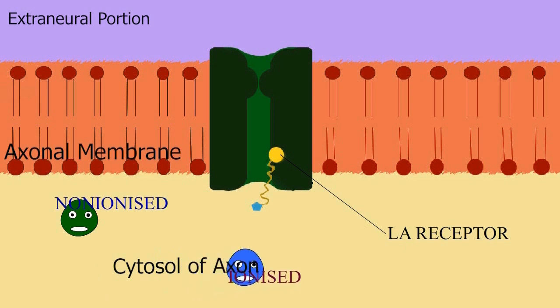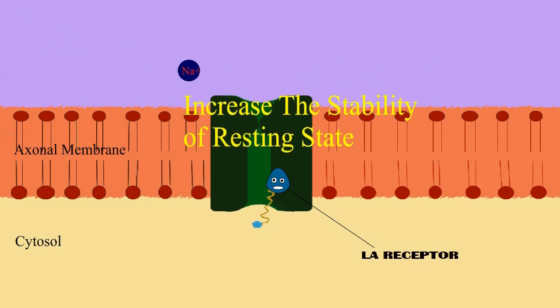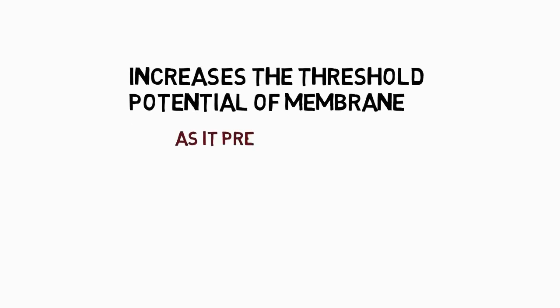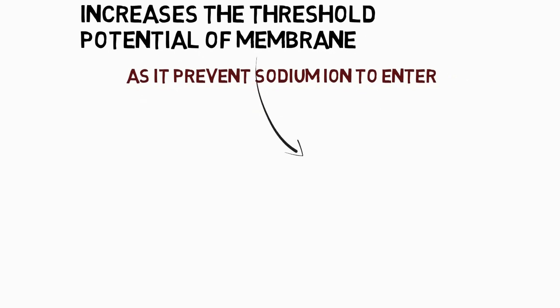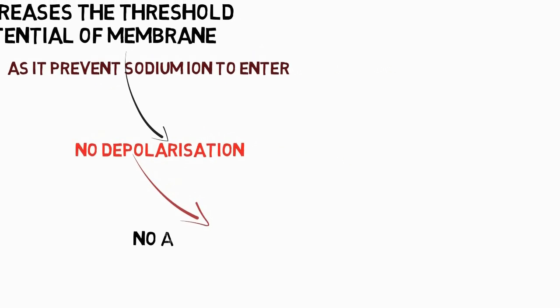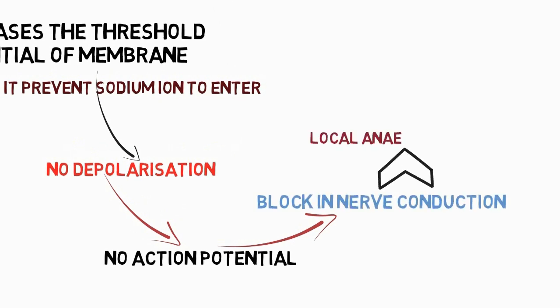Then the local anesthetic binds with its receptor in the sodium ion channels in the inactivated state and increases its duration of inactivation. Thus, it increases the threshold potential of the membrane by blocking the entry of sodium ions. So, there is no depolarization of the membrane, which leads to failure of generation of action potential. Thus, nerve conduction is blocked and finally results in local anesthesia.